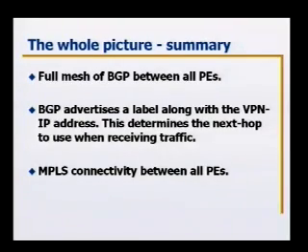So what's the summary? First of all, we need to have a full mesh of BGP between all the PEs. Second, BGP is advertising a label along with a VPN IP address, and this label determines the next hop to use when receiving traffic. And thirdly, because the traffic between these PEs is going to be labeled traffic, we need to have MPLS connectivity between the PEs.